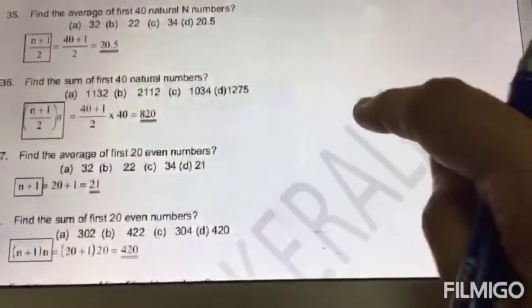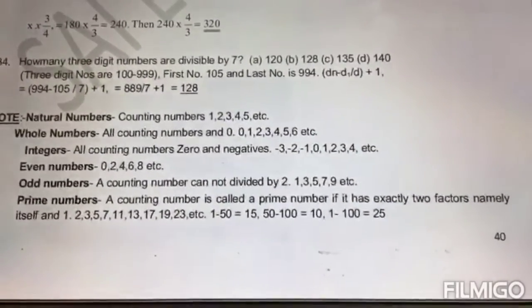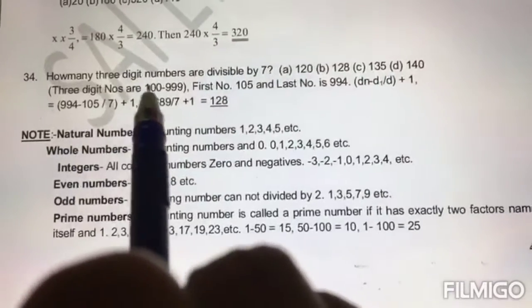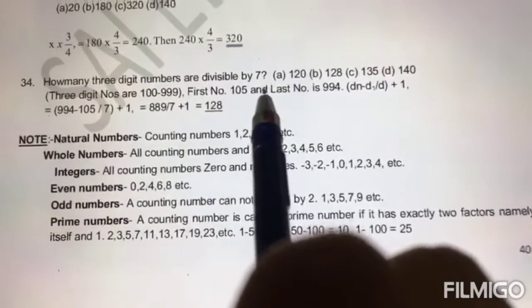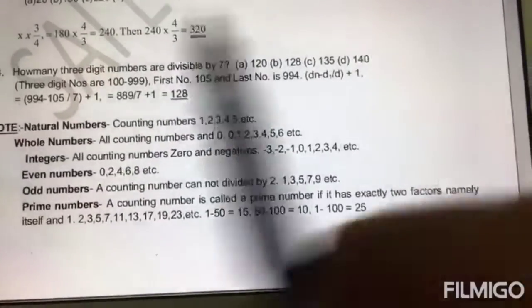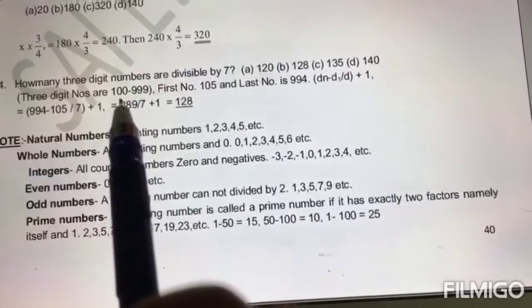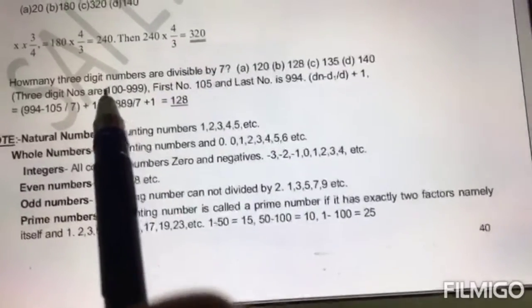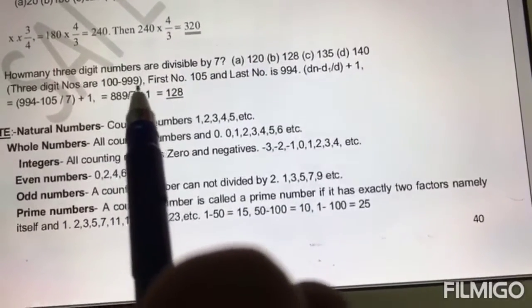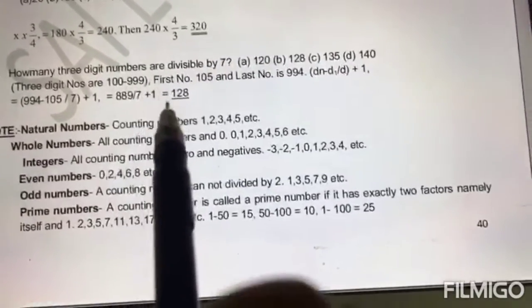Okay. Now, there are a lot of formulae to be learnt. You have to learn them, alright? Number 34. How many 3-digit numbers are divisible by 7? First of all, what is the largest 3-digit number? What is the smallest? The smallest 3-digit number is 100 because the number below that is 99, which is 2 digits. Similarly, the largest 3-digit number is 999 because after that it is 1000, which is 4 digits.